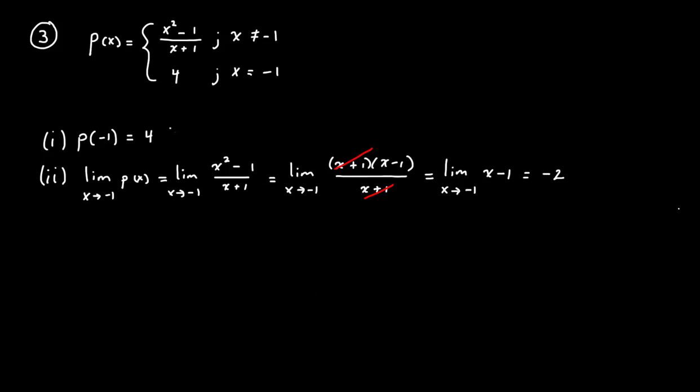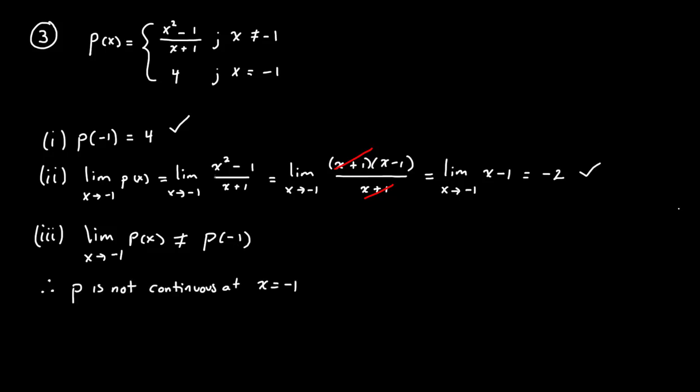So here the function existed at -1. The function also has a limit at -1, but those are not equal. And therefore the limit as x approaches -1 of p of x is not equal to p at -1. And therefore p is not continuous at x equals -1.